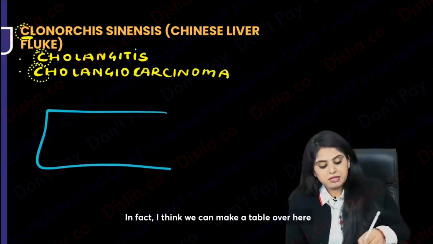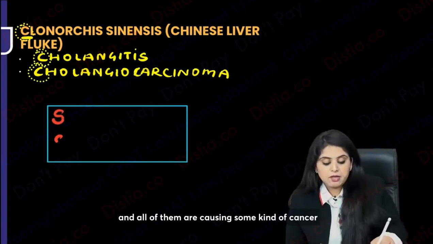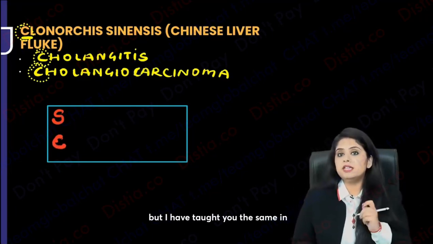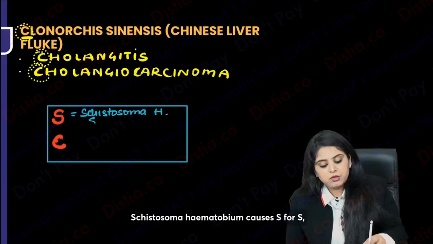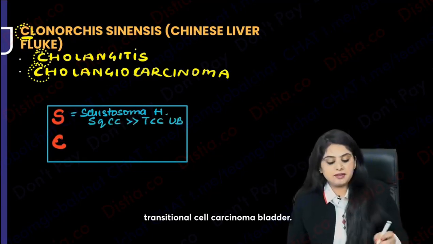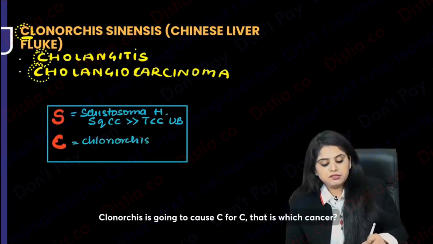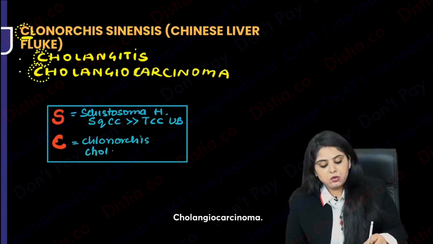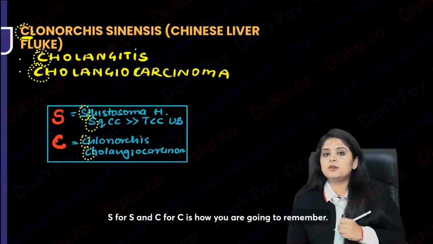In fact, I think we can make a table over here, because right now I've told you two or three parasites and all of them are causing some kind of cancer, but I've taught you the same in the neoplasia chapter of pathology also. Go to Schistosoma. I had told you that Schistosoma haematobium causes, S for S, squamous cell carcinoma more commonly than transitional cell carcinoma of the bladder. And C for Clonorchis. Clonorchis is going to cause C for C, that is which cancer? Cholangiocarcinoma. I hope everyone's okay. So C for C, S for S is how you're going to remember.